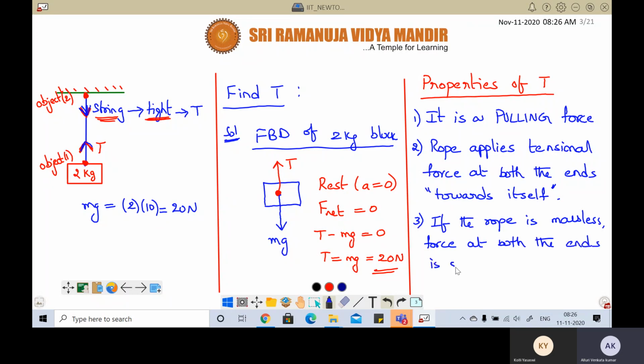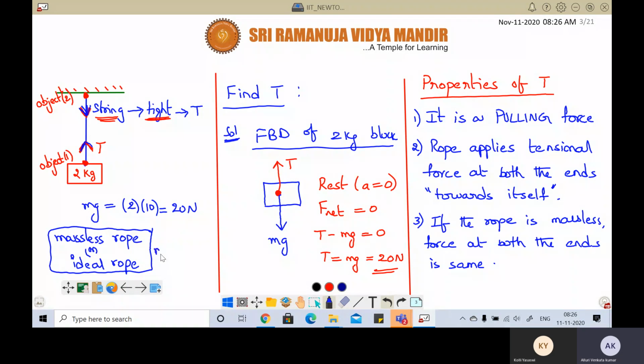Generally in our syllabus we have massless ropes. Generally when we say rope it will have mass, but we neglect it, or we can also call it an ideal rope. In our syllabus we have only this one. There are ropes which have mass, but they'll specify. When they don't specify, we should consider the rope as massless, which means mass is approximately 0.